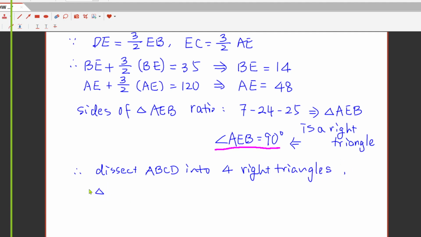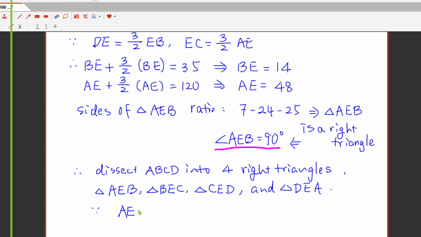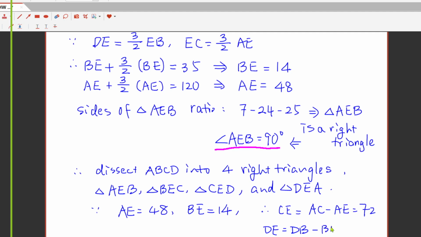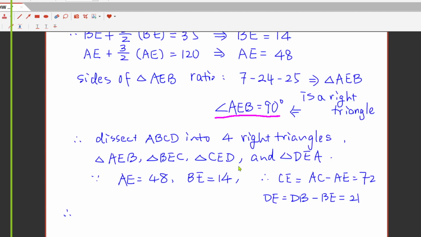Which are triangle AEB, triangle BEC, triangle CED, and triangle DEA respectively. And since AE is 48, and we also know BE is 14, right? We have CE equals AC minus AE, which is 72, and DE equals DB minus BE, which is 21, right? Therefore, we have the following conclusions.